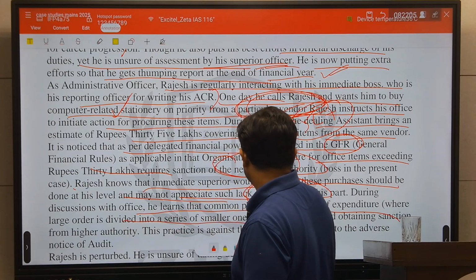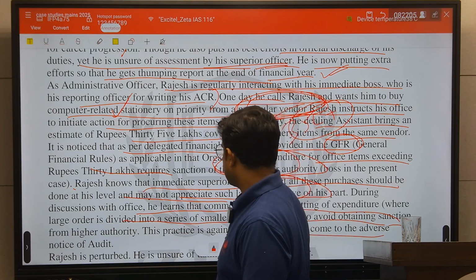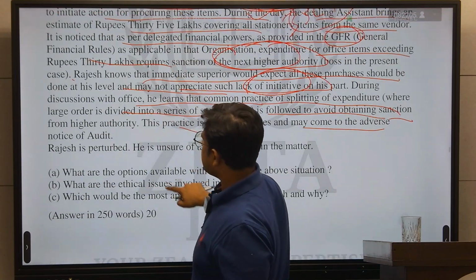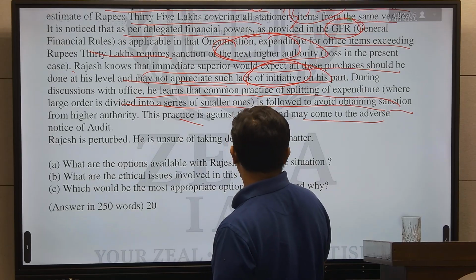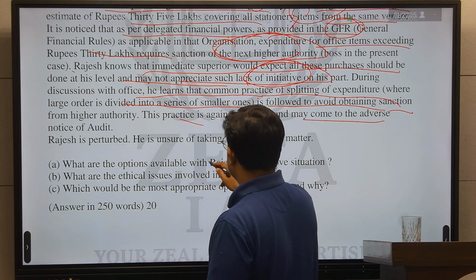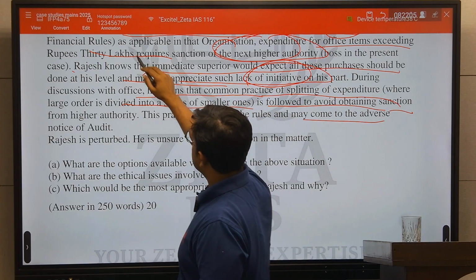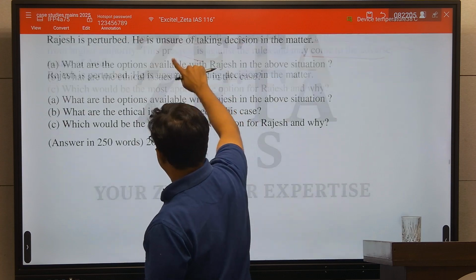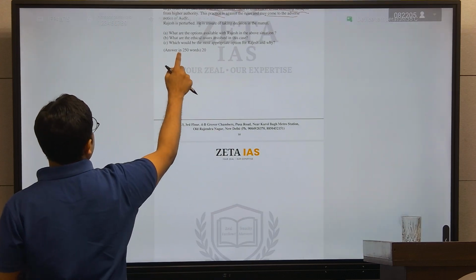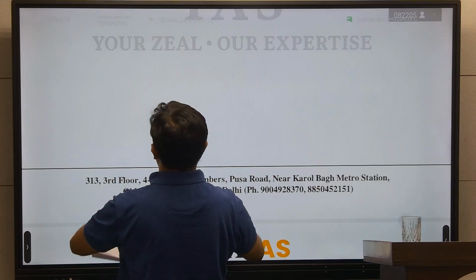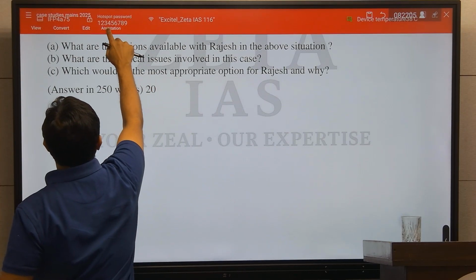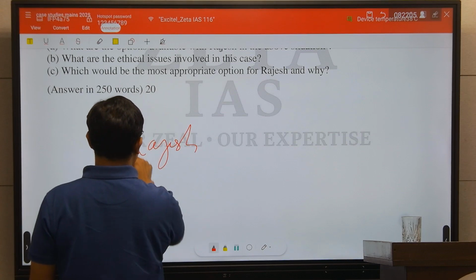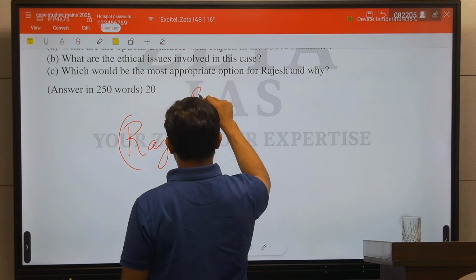Large orders are divided to avoid obtaining sanction from the higher authority. This practice may come to adverse notice of audit. Rajesh is perturbed; he is unsure about taking a decision. So basically the case study says Rajesh is worried about his promotion.